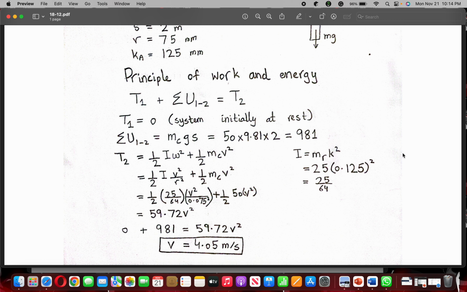This is for T2, and then we simply put in the values: T1, which will be 0. We know that the summation of potential energy from state 1 to 2 is 981, which is equal to 59.72 v squared. We solve this and we get v is equal to 4.05 meters per second. This will be the velocity of the cylinder after it has descended 2 meters.